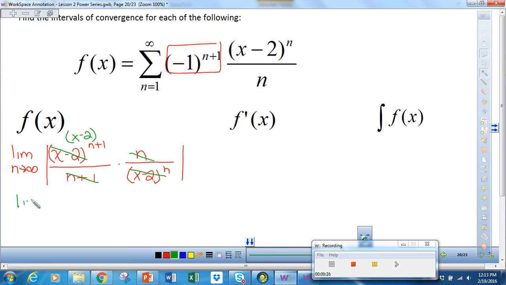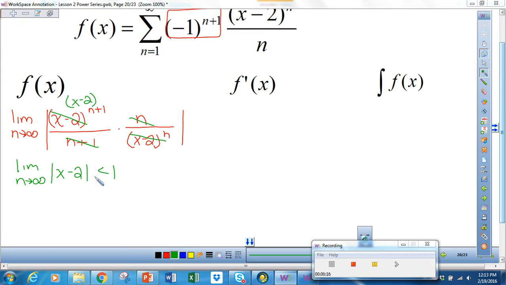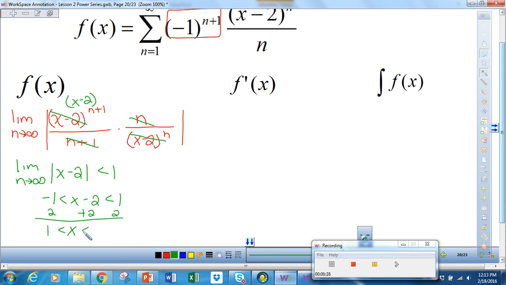So we have the limit as n approaches infinity of |x minus 2|, and that has to be less than 1. Now, because there are no n's in our problem, the limit as n approaches infinity is just going to be this expression, x minus 2. So then we have negative 1 is less than x minus 2 is less than 1. Adding 2 to each side, we get 1 is less than x is less than 3. So once again, this is our interval of convergence, but we need to check our endpoints.